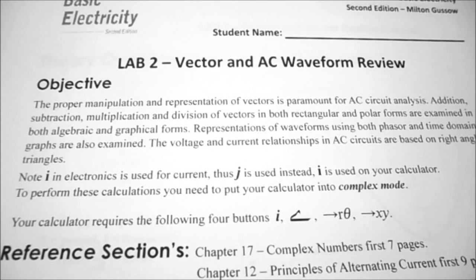I have a note here that I in electronics is used for current, so we're going to be using J for our imaginary numbers instead. I is still used on your calculator.